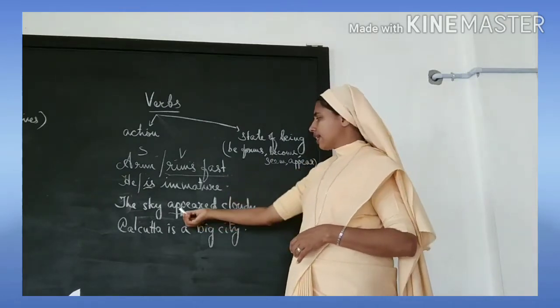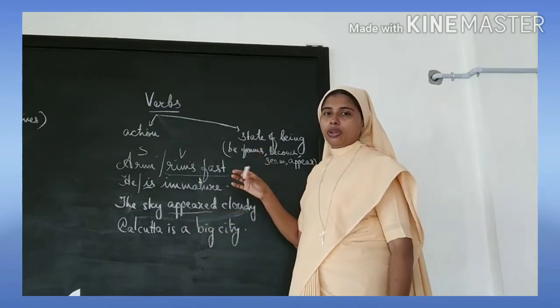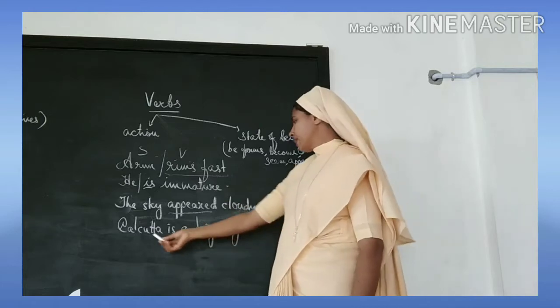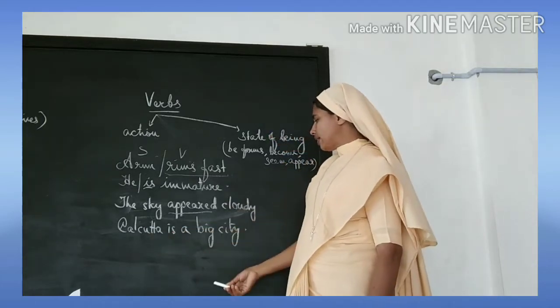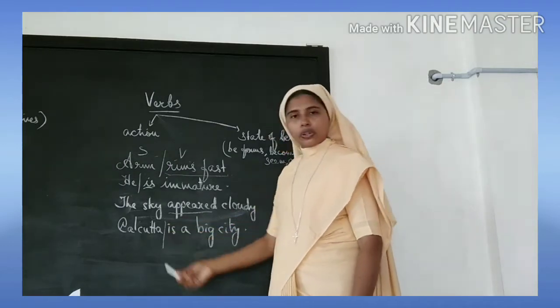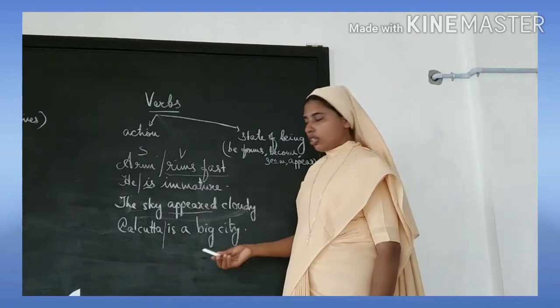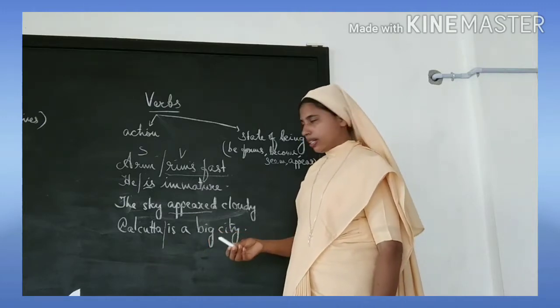So this can be used in the sense of state of being. The verb in the case of state of being. And next one is Kolkata is a big city. What is the subject and predicate here? Kolkata, that's the subject part. And this is the predicate part. Verb comes in the part of predicate.